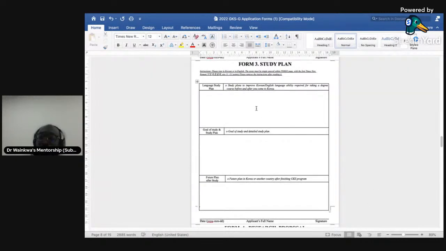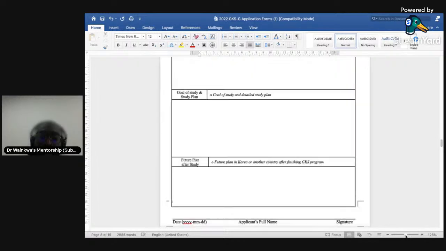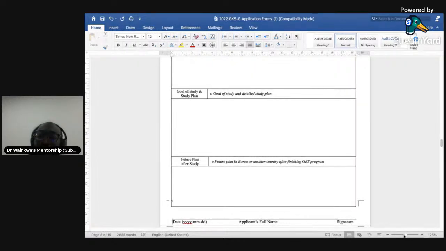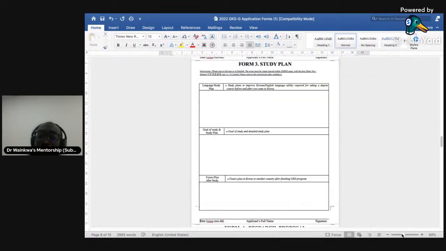You have first the study plan, goal, and the future plan. This is more like a research proposal for those that are into science. Usually in the research proposal, you need to first of all mention the plan. How do you plan to improve your Korean, your English? Again, this is a very tricky part, because before you go about writing this part, you need to find out whether your major is in Korean or it's going to be in English.